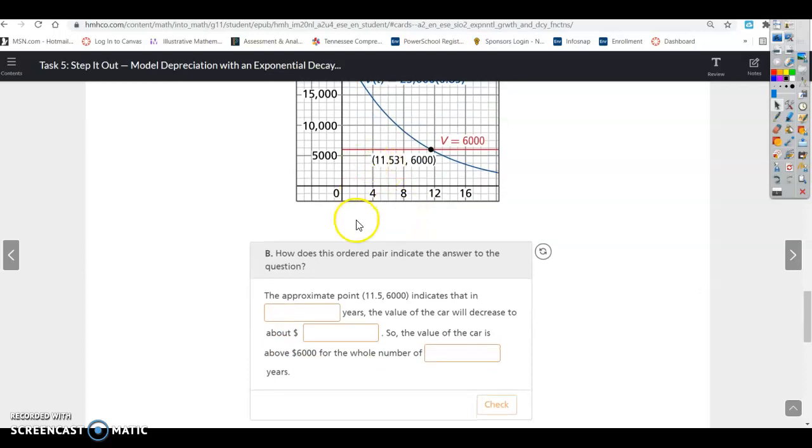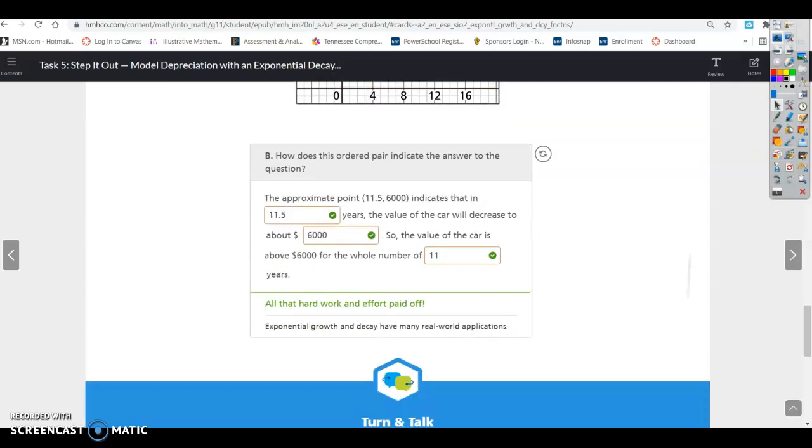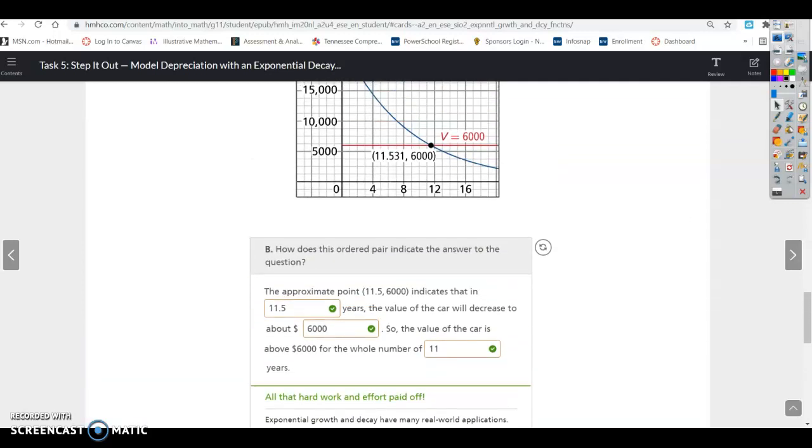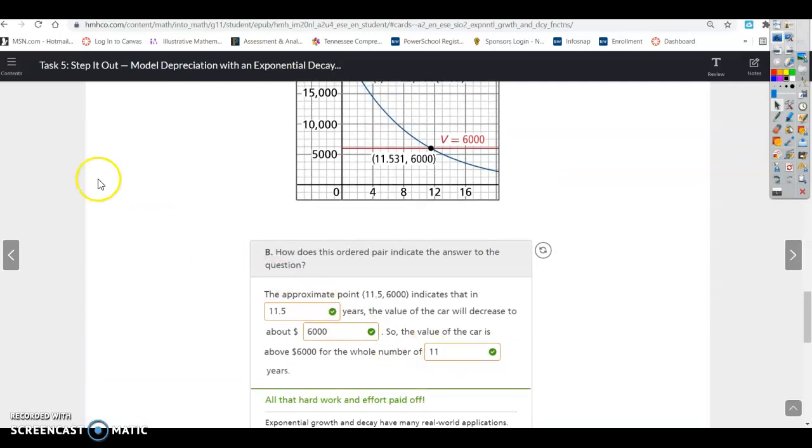How does the ordered pair indicate the answer to the question? The approximate point, 11.56 thousand, indicates that at about 11.5 years, the value of the car will decrease to about $6,000. So the value of the car is above $6,000 for the whole number of 11 years. That's all for task 5. If you have any questions on exponential growth or decay, please let me know.